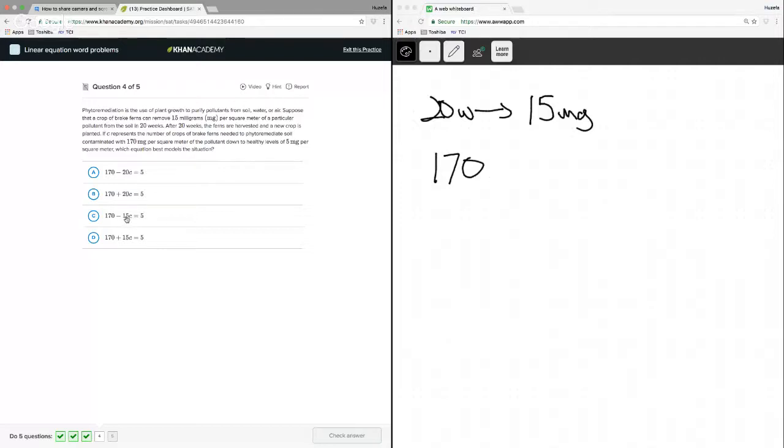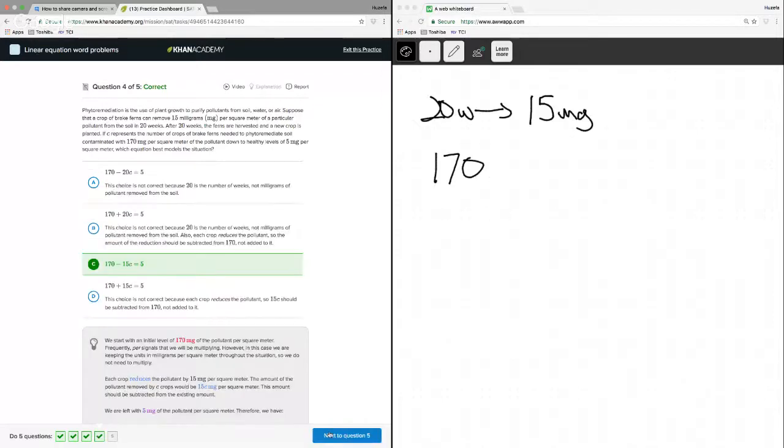Okay, hold on. Let me wrap my head around this a little bit more. 15. And once again, C represents the number of crops of brake ferns needed to phytoremediate the soil with 170 down to 5. Does that make sense? So in 20 weeks, 15, 20. Yeah, I think it's this one. This is actually a little bit tricky. I think it's this guy here.